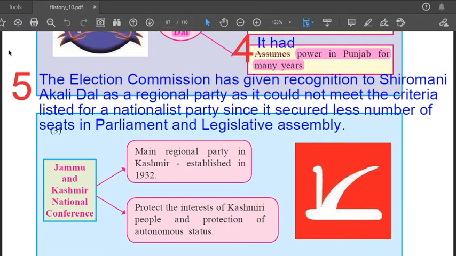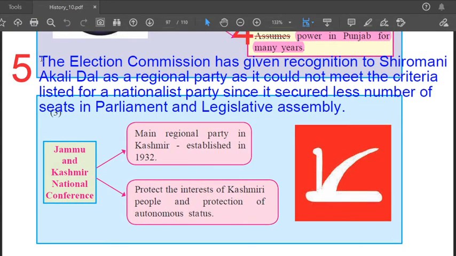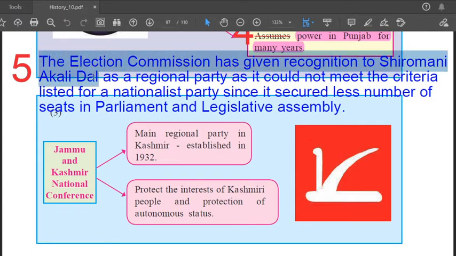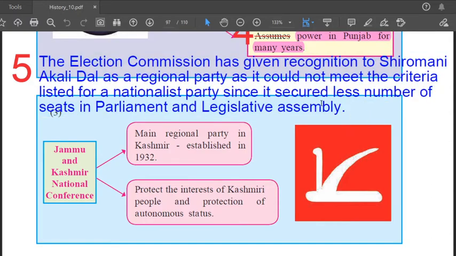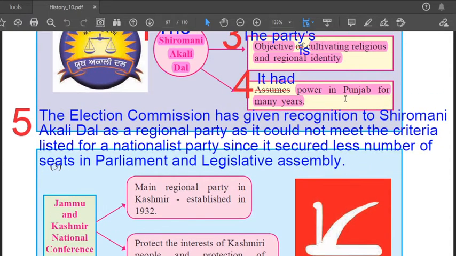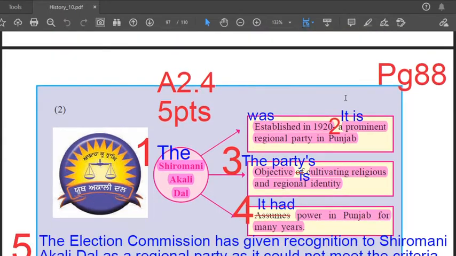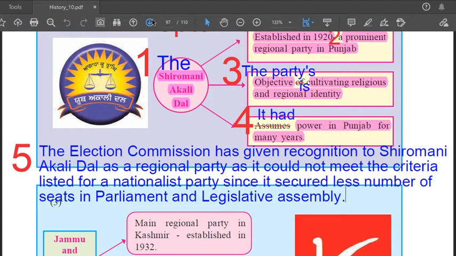Now fifth point is not there in your textbook, so I have written it over here in blue. So we will see the fifth point. The Election Commission has given recognition to the Shiromani Akali Dal as a regional party, as it could not meet the criteria listed for a national party, since it secured less number of seats in the Parliament and Legislative Assembly. Till here, so this is answer 2.4, which comprises of 5 points.